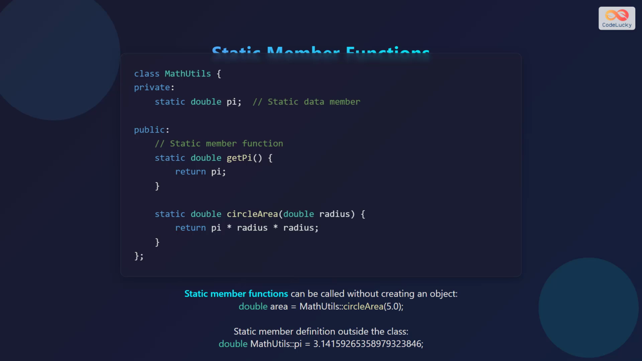Note that static member functions can be called without creating an object of the class. For example, double area = MathUtils::circleArea(5.0). We can directly call the function using the class name and the scope resolution operator. Also, the static member definition should be outside the class. The syntax is double MathUtils::pi = 3.141592653589793238846.